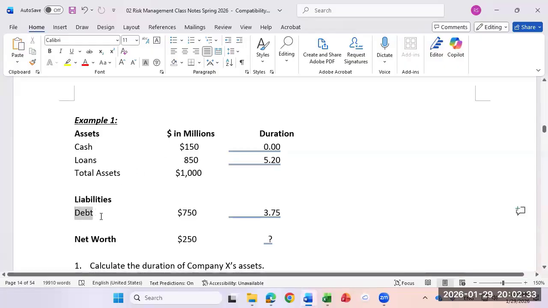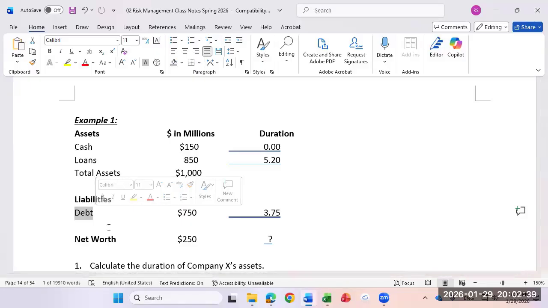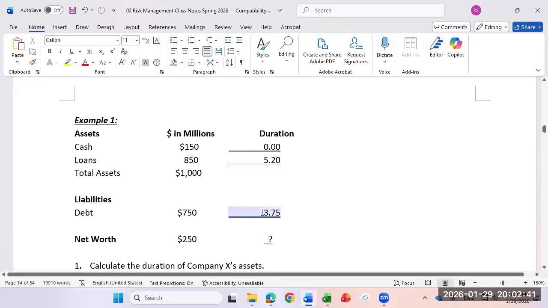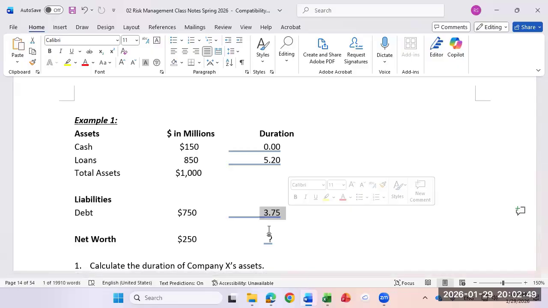Then on the debt side, I say debt. We know banks have a lot of deposits, but I'm just going to say debt. The only debt they have is 750 million, and it has a duration of 375. Now that could be 10 pieces of debt, but again, the duration of your debt portfolio is just the weighted average of the individual pieces.